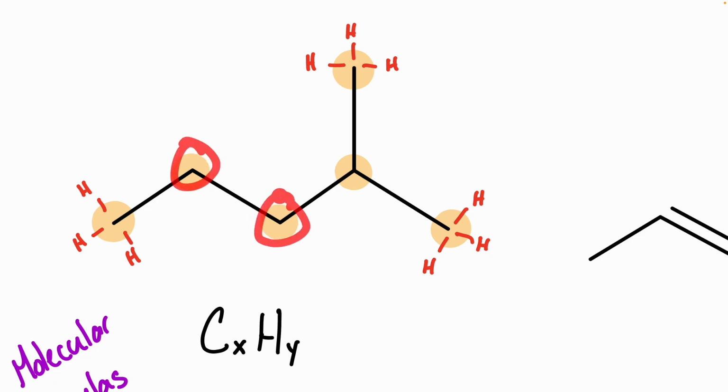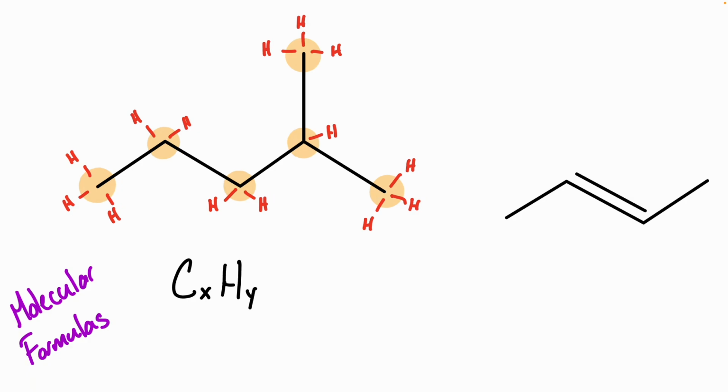What about these 2 in the middle? How many hydrogens do I need? 2. And what about this one in the middle of this little Mercedes symbol thing? 1. Just 1, right? So it's already got 3 bonds explicitly drawn. All right, so if we count them all up, our molecular formula here should be C6H14.